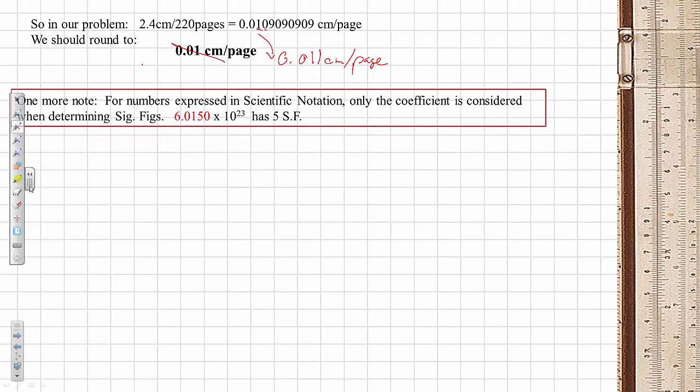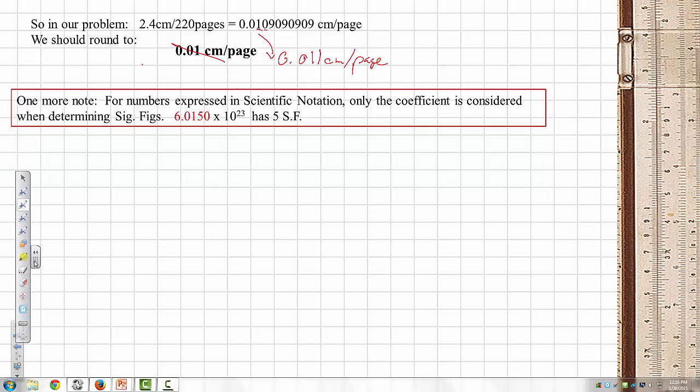Alright. One more thing to keep in mind, I think I might have mentioned this. No, I didn't mention it, but I did kind of use it. When you're determining sig figs in scientific notation, you only worry about the coefficient. The times 10 part is just placeholders. You do not worry about the times 10 part. It's only the coefficient.